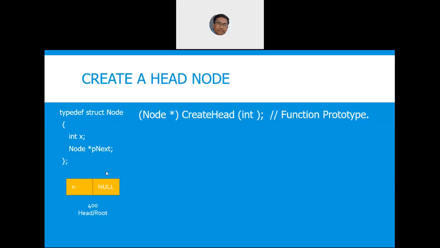That means now I am assuming that I am creating a node. On the left hand side down, you have a node with a specific value n with the pointer to the next node as null. This is my requirement. And I am assuming that my root node, which is n, has the address 400. This is the requirement. Okay.